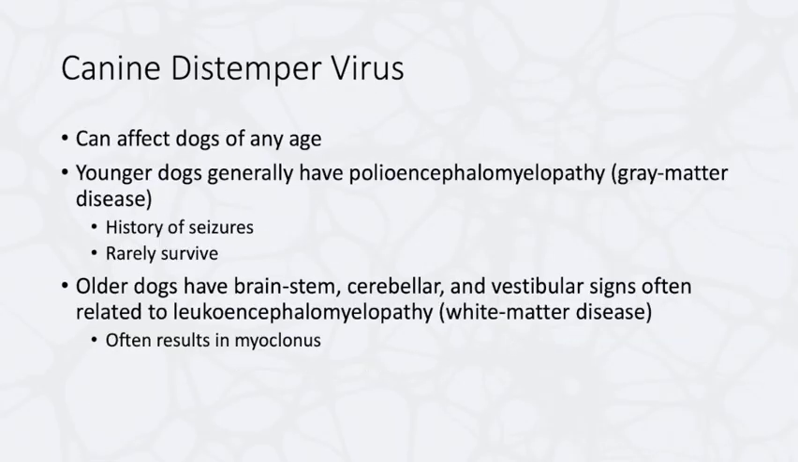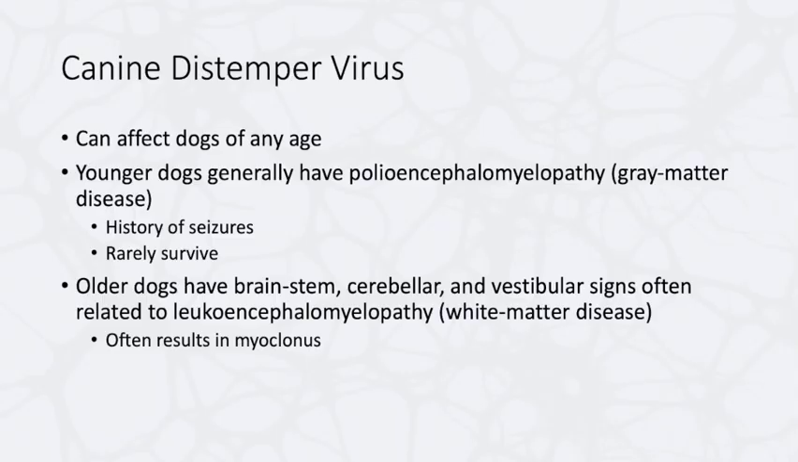Canine distemper virus is another virus that can cause cerebellar signs, but just like with the herpes virus, there's usually other clinical signs that are present. So younger dogs usually have what's called a polioencephalomyelopathy. So it's more of a gray matter disease. Unfortunately, these patients usually have a history of seizures and they rarely survive. If they do survive, they usually have long-term clinical signs. They can be severely paretic or even plegic. So unfortunately, it's not great in these younger dogs.